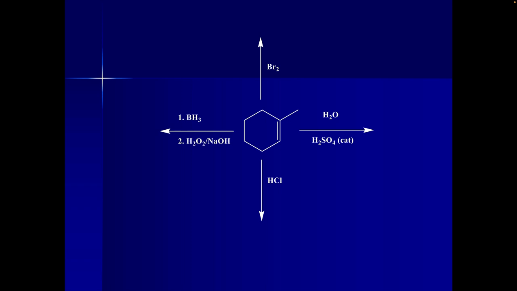Notice I don't draw that with wedges and dashes. Why don't I? Because all of these carbons have other hydrogens on them. You can't have cis or trans. It doesn't exist in this case, so you don't have to draw it. Okay? That is a Markovnikov alcohol.